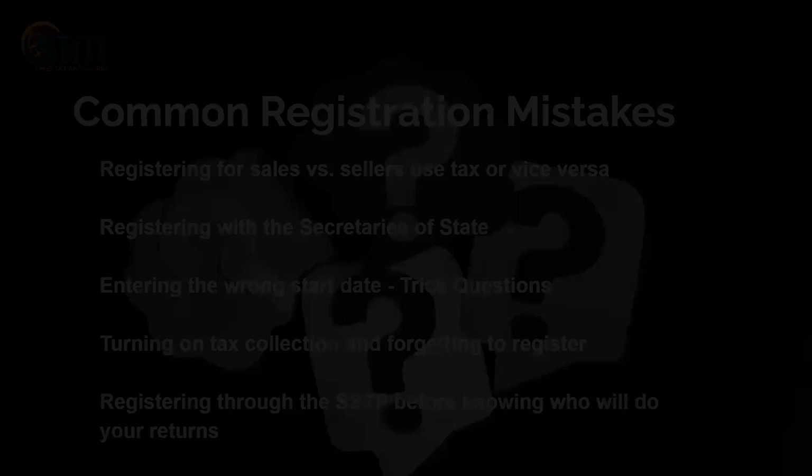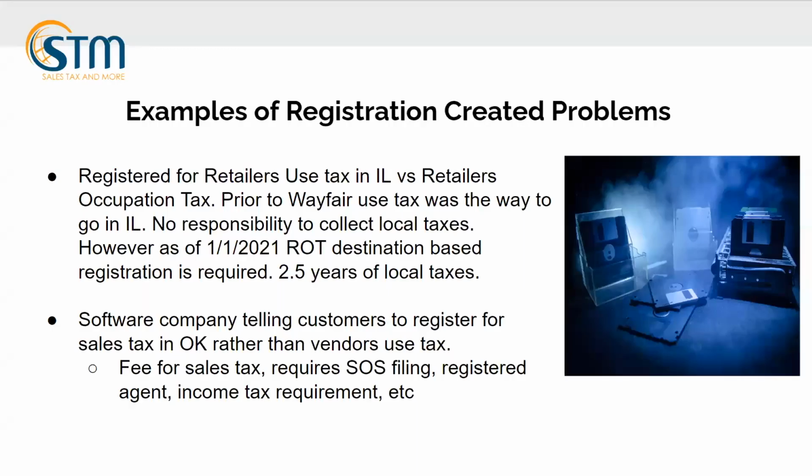All right, so examples of registration created problems. We talked about registering for the wrong types of tax. Well, we're seeing this in Illinois a lot right now. Prior to Wayfair, you would register for the retailer's use tax, and you only had to collect the state level tax at that point. You didn't have to collect any local taxes.